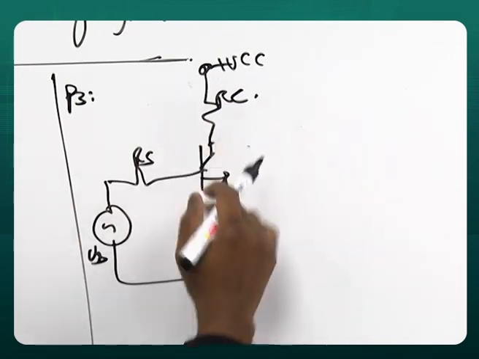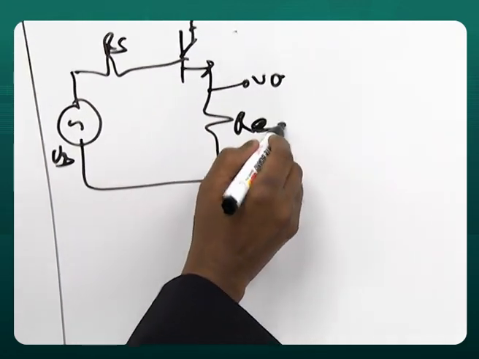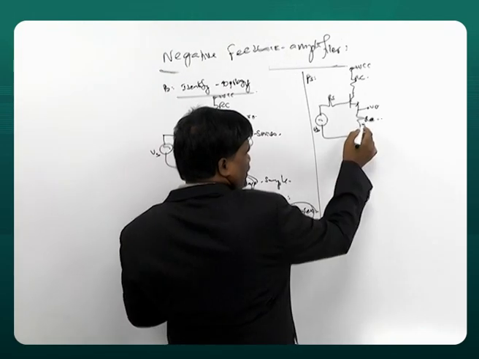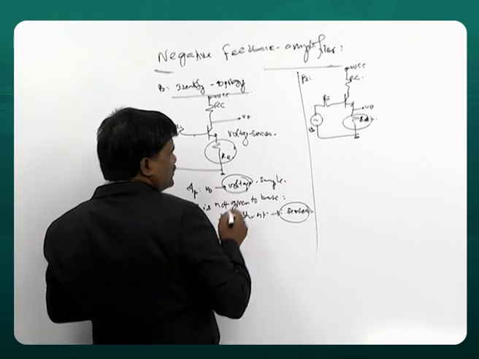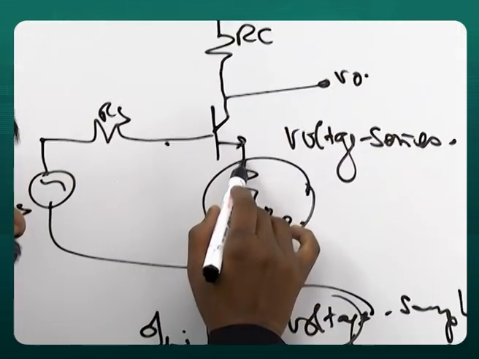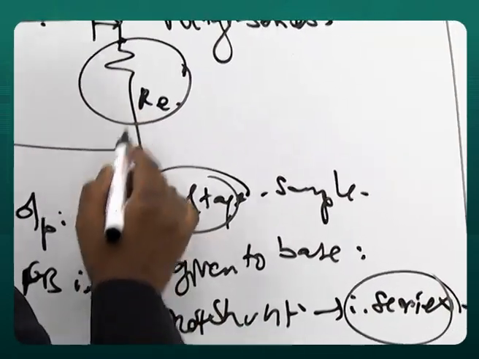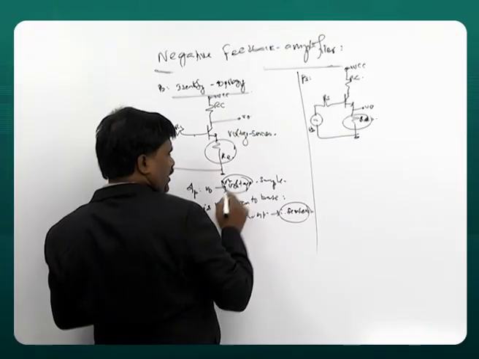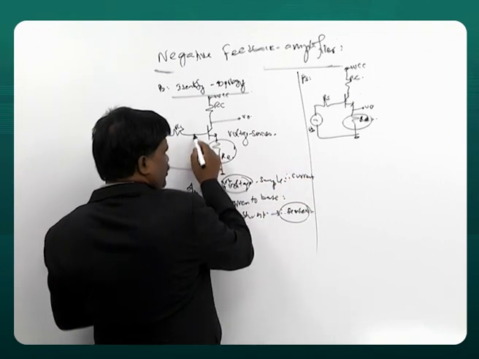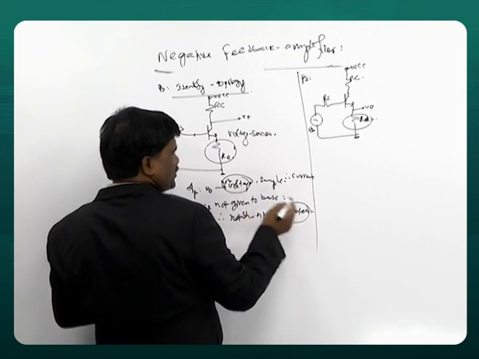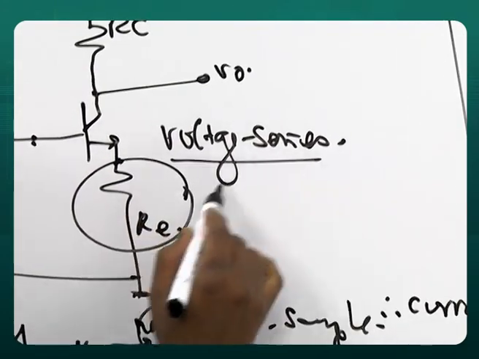Instead of taking here, we take from here. We take there. So this is taken from voltage. What is the difference between these two? Here, feedback is here. The sample is not voltage, because voltage is here, it is not taken. So not voltage means what? Current. Not given to base, series, not shunt, therefore series. So this is not voltage series, this is current series.